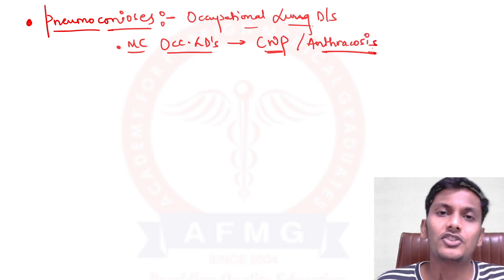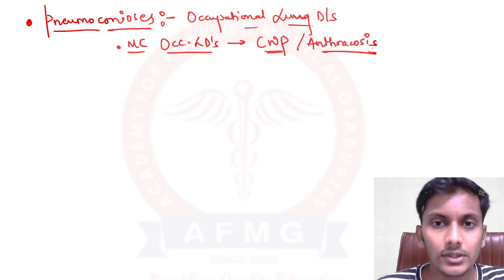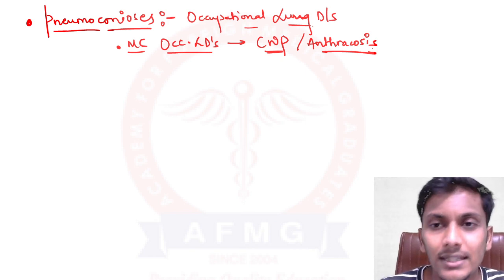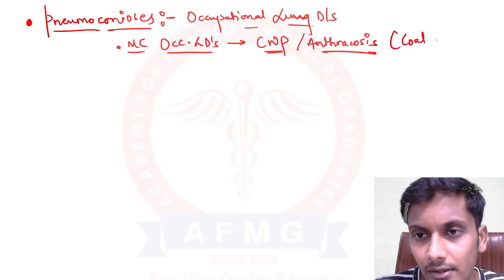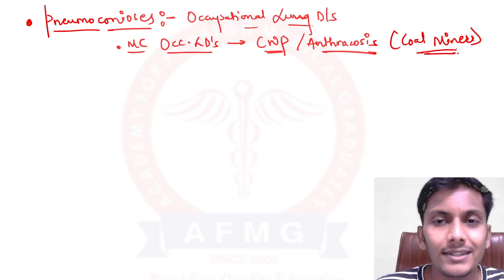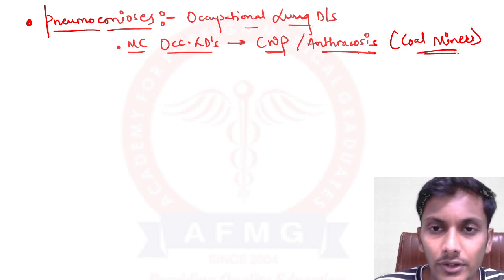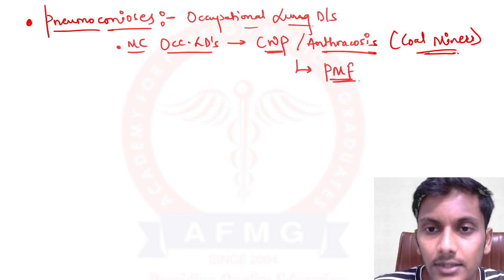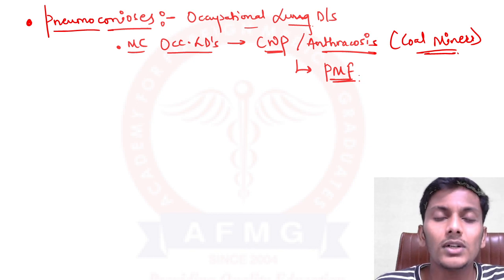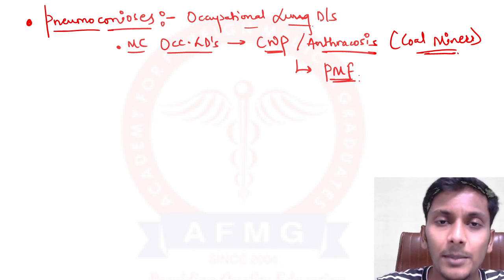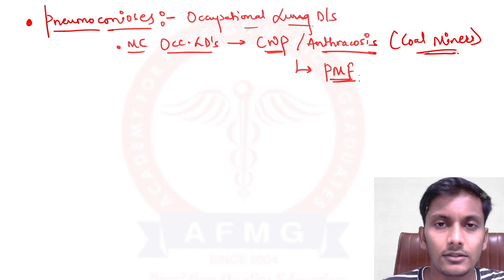The most common occupational lung disease or the most common type of pneumoconiosis is coal workers' pneumoconiosis, also known as anthracosis, which is usually seen in coal mining industries, in coal miners. The important point to remember for coal workers' pneumoconiosis is that it progresses to progressive massive fibrosis. That is, extensive lung involvement would be there, where the lungs would be fibrosed diffusely. That is seen in cases of anthracosis.